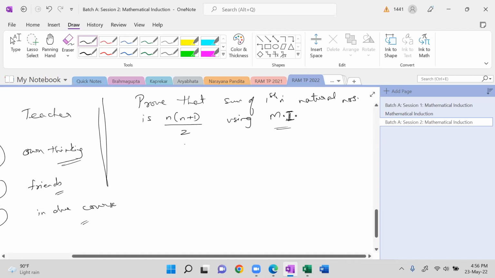Those who finished this, or those who finish this later, you can check. Prove that the sum of first n triangular numbers is n into n plus 1 into n plus 2 divided by 6.